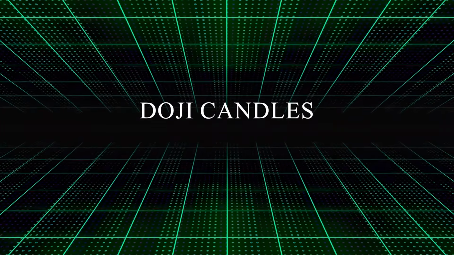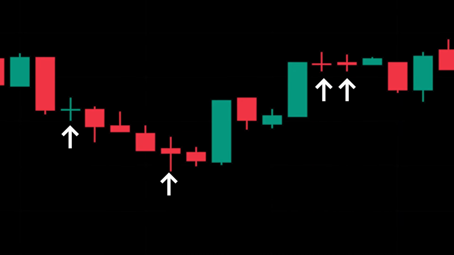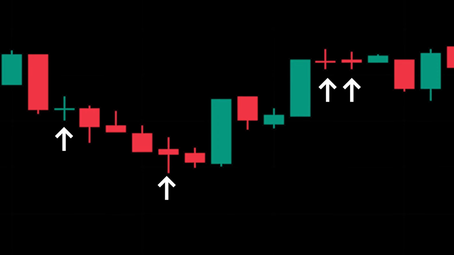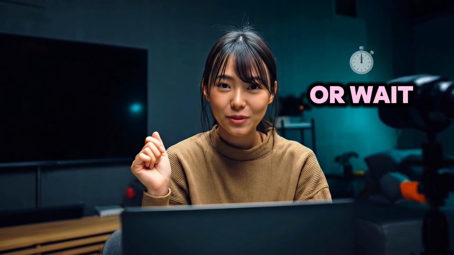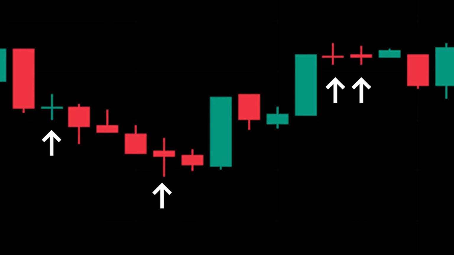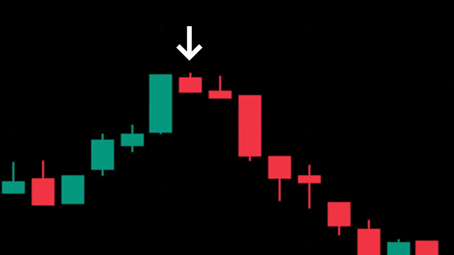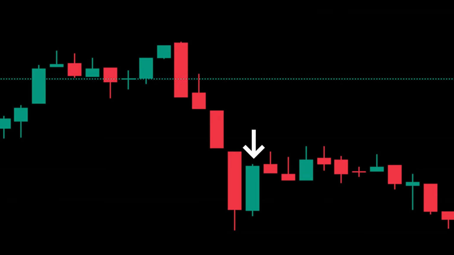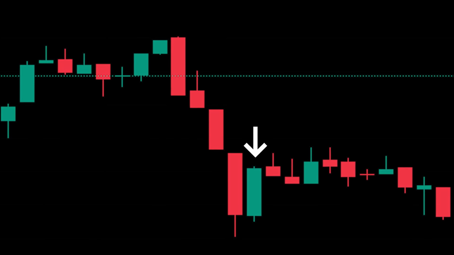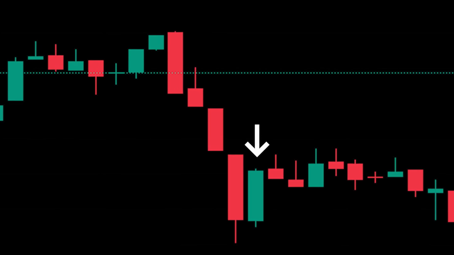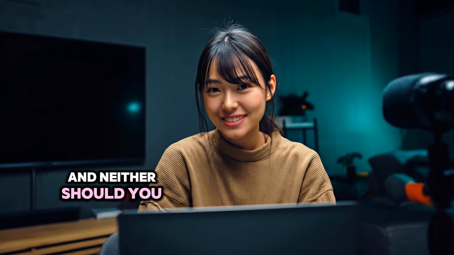Doji candles, tiny bodies with long wicks on both sides, mean buyers and sellers are undecided. Skip the trade or wait for the next candle. Likewise, if you want to buy and a red candle forms, or you want to sell and a green candle forms, do not enter. The market isn't supporting your direction, and neither should you.